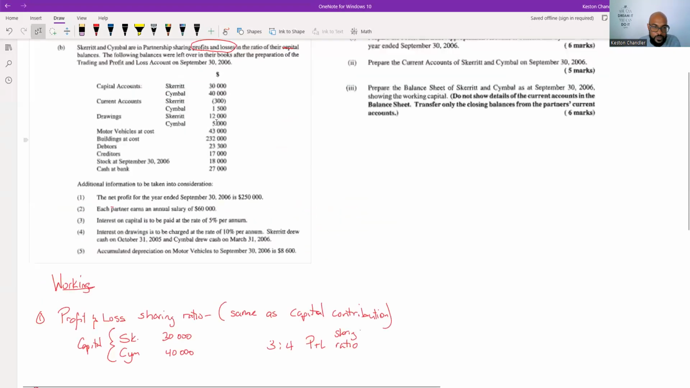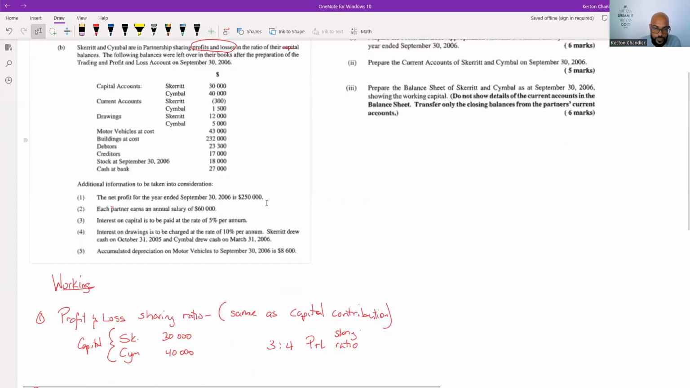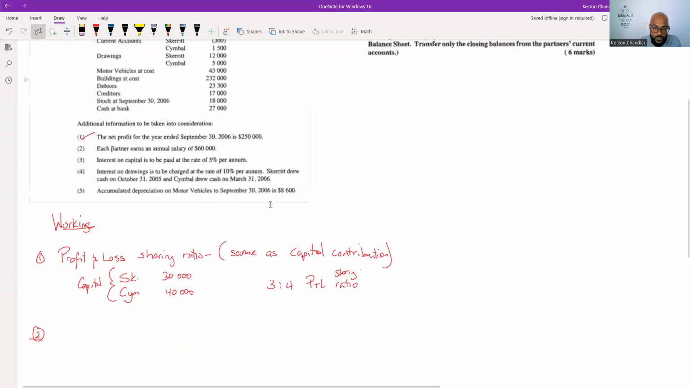Right, next thing was, we know the net profit is $250,000. I take a note of that. Each partner earns an annual salary of 60,000. So I could put here salary, C and S, 60,000.